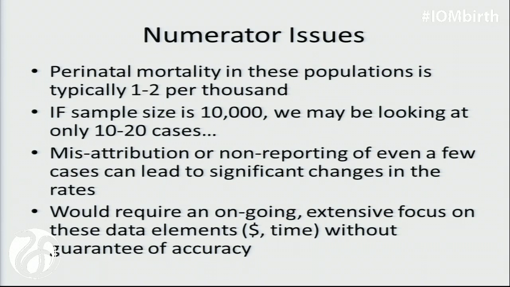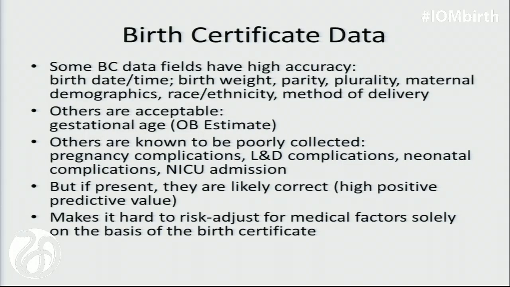To have really high quality numerators requires ongoing, extensive focus on these data elements, and that's dollars and time, and still we may have difficulties with accuracy. So the birth certificate data is something we've looked at quite extensively in California. A number of published studies have analyzed the accuracy of the birth certificate, and some birth certificate data is very good. High accuracy for the birth date, time, birth weight, parity, which is a very important one not available in many other data sets, plurality, which is number of twins, triplets, et cetera. Demographics, race, and ethnicity are very good on a birth certificate. The method of delivery is actually very good here.